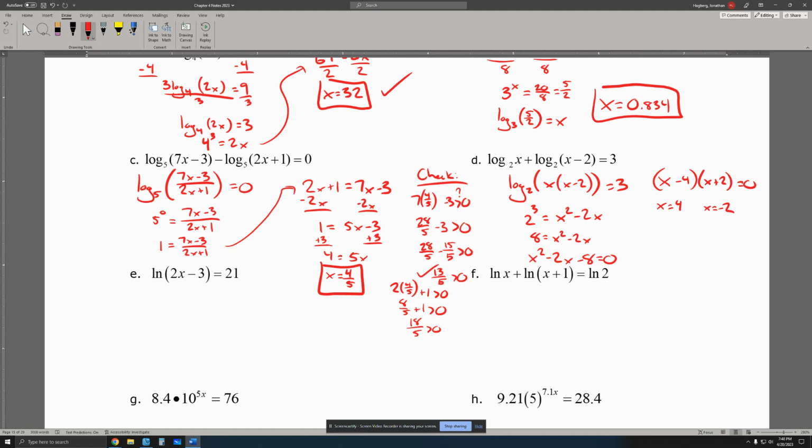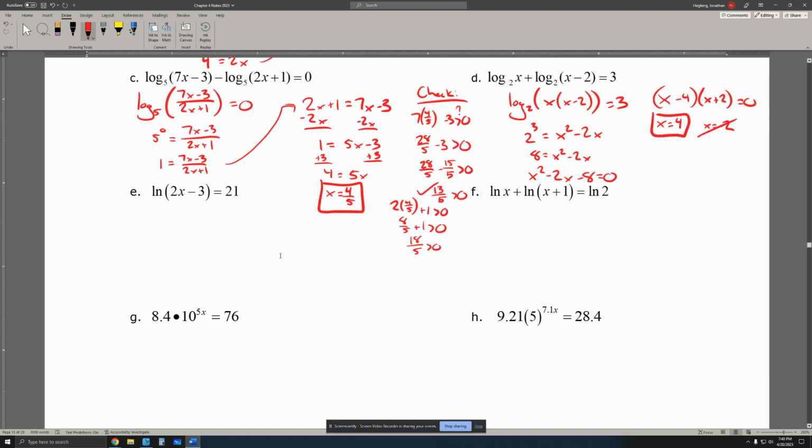If we plug both of these into the arguments of the logs to check if it's extraneous, plug in 4. 4 is a positive number that works over here, but we also have to check over here. 4 minus 2, also positive, so 4 checks out. If we plug in negative 2 into this x, it causes this argument to be negative. Therefore, the solution x equals negative 2 is extraneous. We eliminate that solution. So this equation has exactly one solution, x equals 4.